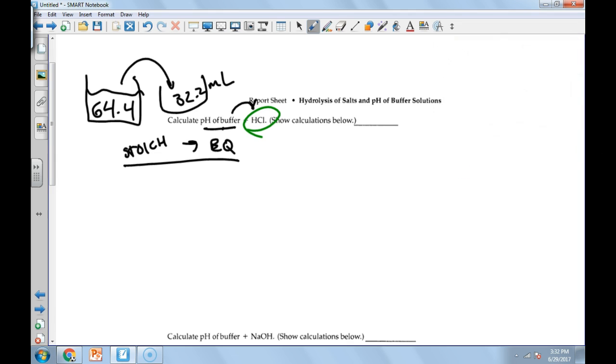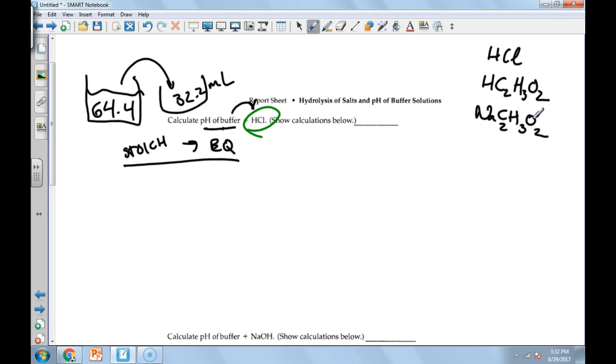I'm going to get rid of the calculator just for now. Okay, and now I'm going to say what's in the solution, because we need to write a reaction for the stoichiometry step. So we're going to have HCl, the strong acid. We have HC2H3O2, the weak acid. And then don't forget we have the buffer, the thing that makes it the buffer, which is the salt of that weak acid.